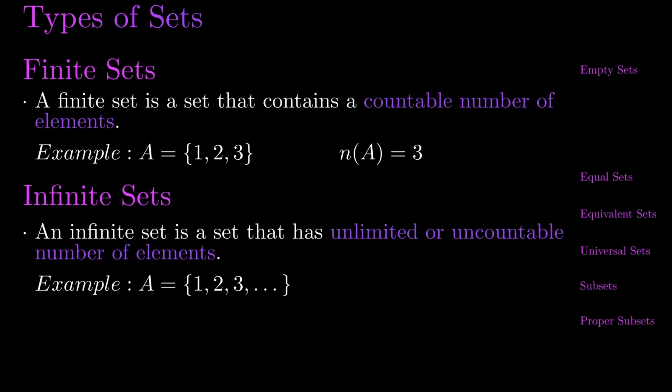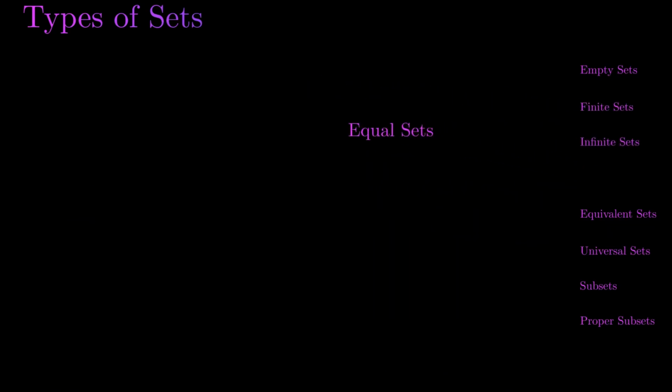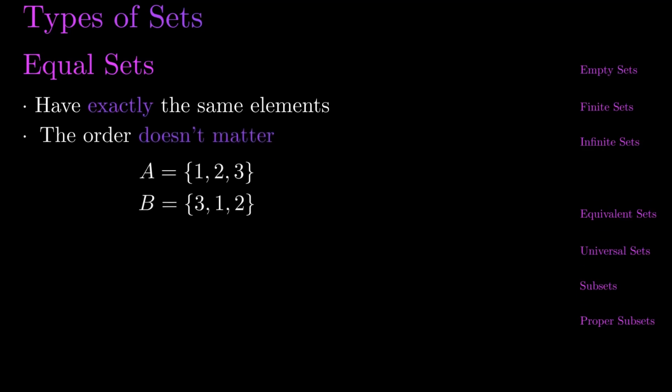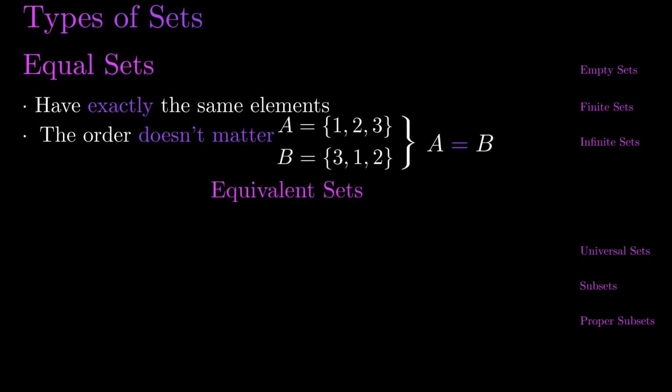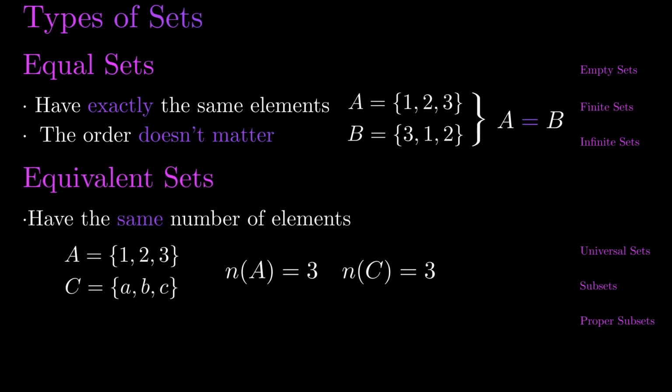is a classic example. Now for two that often get confused, equal sets versus equivalent sets. Equal sets have exactly the same elements. The order doesn't matter. These two sets are equal. Equivalent sets just have the same number of elements. These sets are not equal because their elements are different, but they are equivalent because they both have 3 elements.